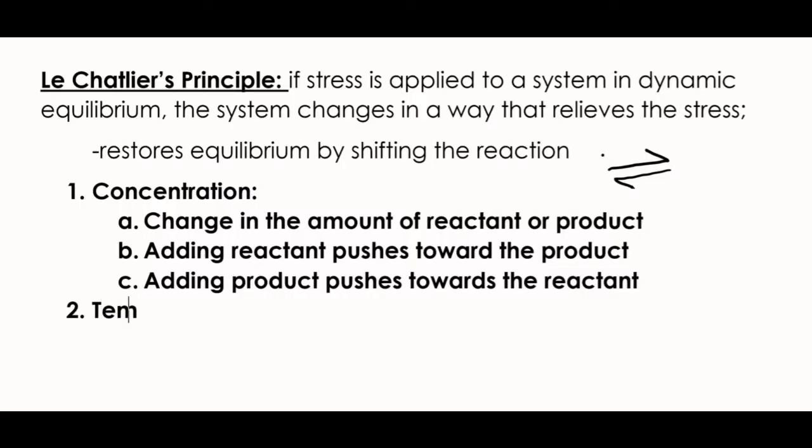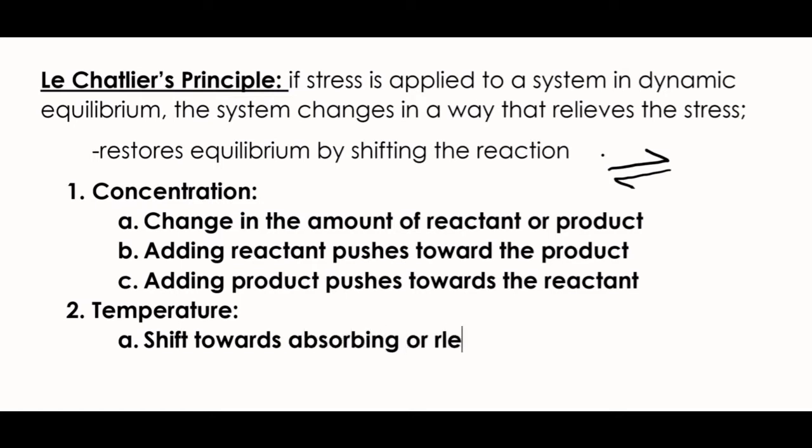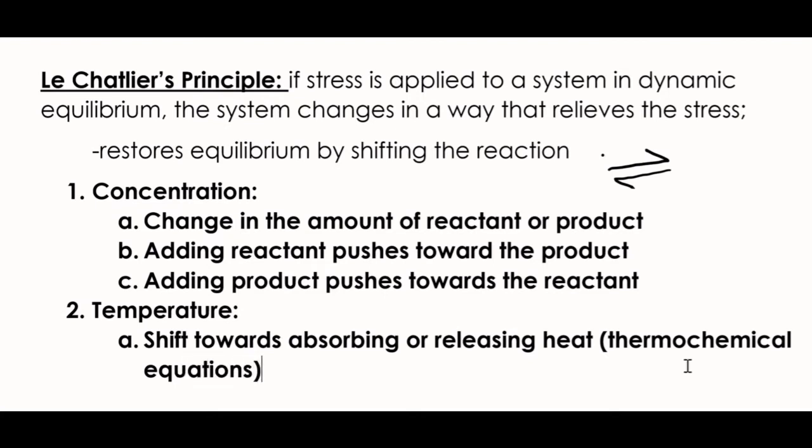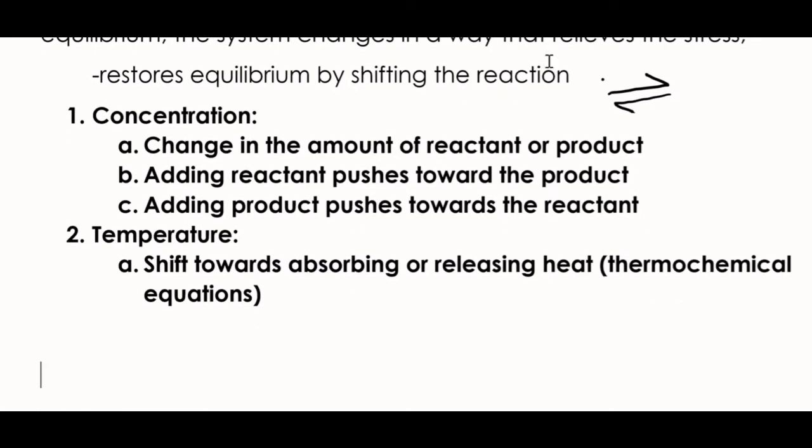All right, so the second thing that can cause stress is a temperature change. We've obviously seen lots of ways that temperature affects reactions. It will shift towards the reactants or products depending on whether it wants to absorb or release energy. This is where those thermochemical equations come in, where the heat is actually part of the equation. I just think about it like another reactant. We don't have to do any thermochemical math or anything like that.